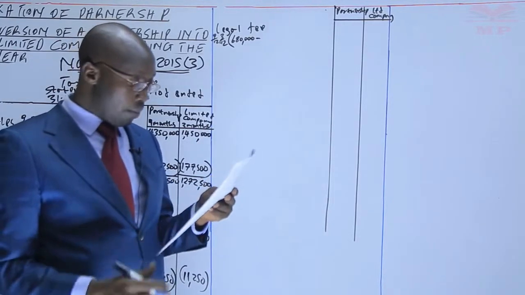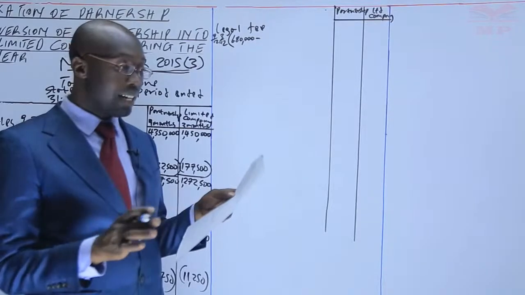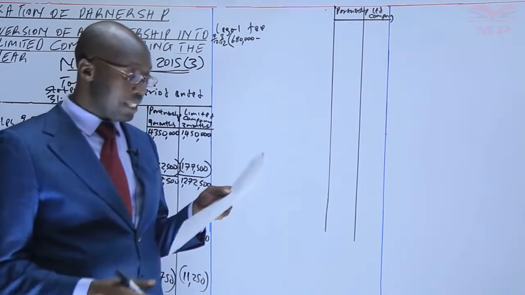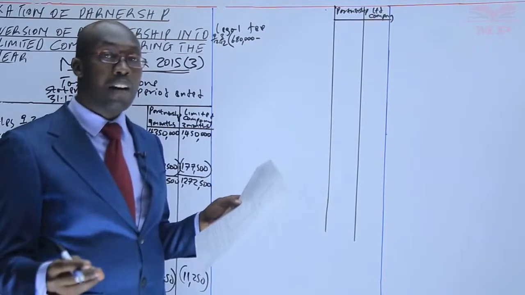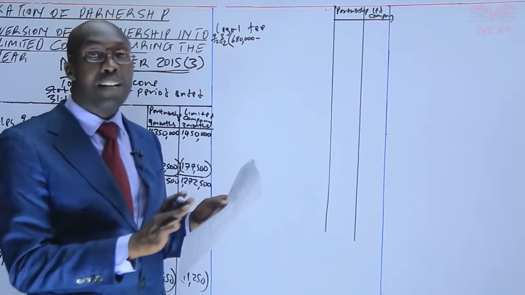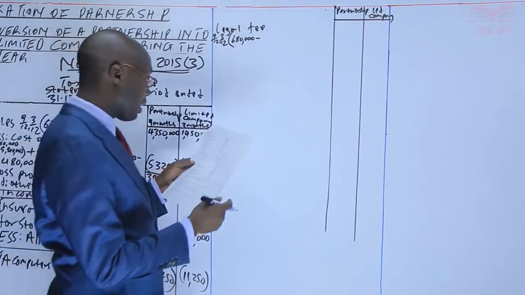In additional information number 4, we are told legal fee comprises petition to association of manufacturers. We had said anything paid to the trade association is allowable. Association of manufacturers, that is supposed to be an allowable expense. Then notice for change of business name. Now we said that for an expense to be allowable, it must be income generating. This one, change of business name, has nothing to do with income generation. We don't allow that. So minus 64,800.